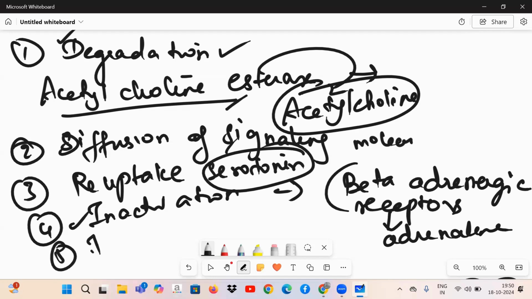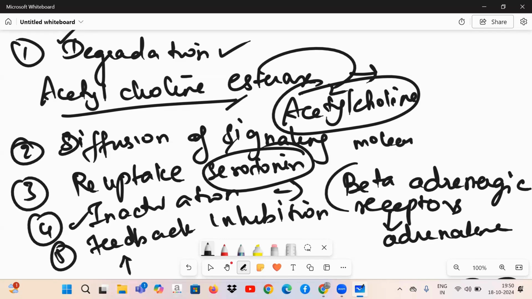Then you have feedback inhibition. What is feedback inhibition? I think I did inhibition in enzymes. They're similar. Feedback inhibition is when the levels control their production. For example, when glucose concentration becomes more, insulin is produced to lower it. Am I right or wrong? When it is becoming less, glucagon is produced, right? That is glucagon.